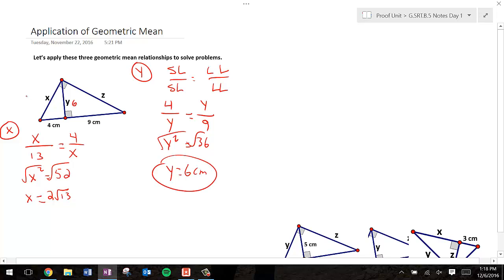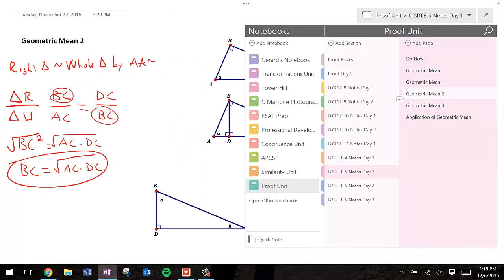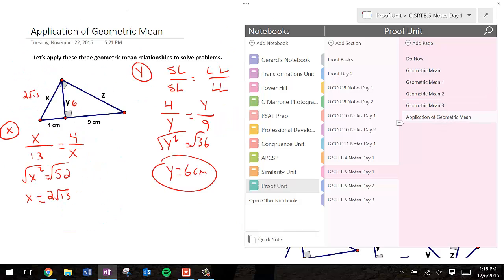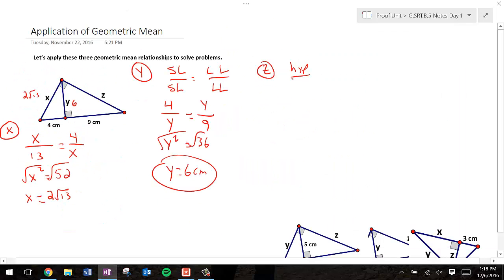So I've got 6 here, and I've got 2 radical 13 here. So to finish this off and solve for z, z is the hypotenuse of my right-hand triangle and the long leg of my whole triangle. So I'm going to use those two sides. We have no relation with z in our small triangle. And if we look back at our second geometric mean, we used my BC, which was hypotenuse over hypotenuse, and then we had DC, which was long leg over long leg. So we're going to do the same thing here. We're going to do hypotenuse over hypotenuse equals long leg over long leg.